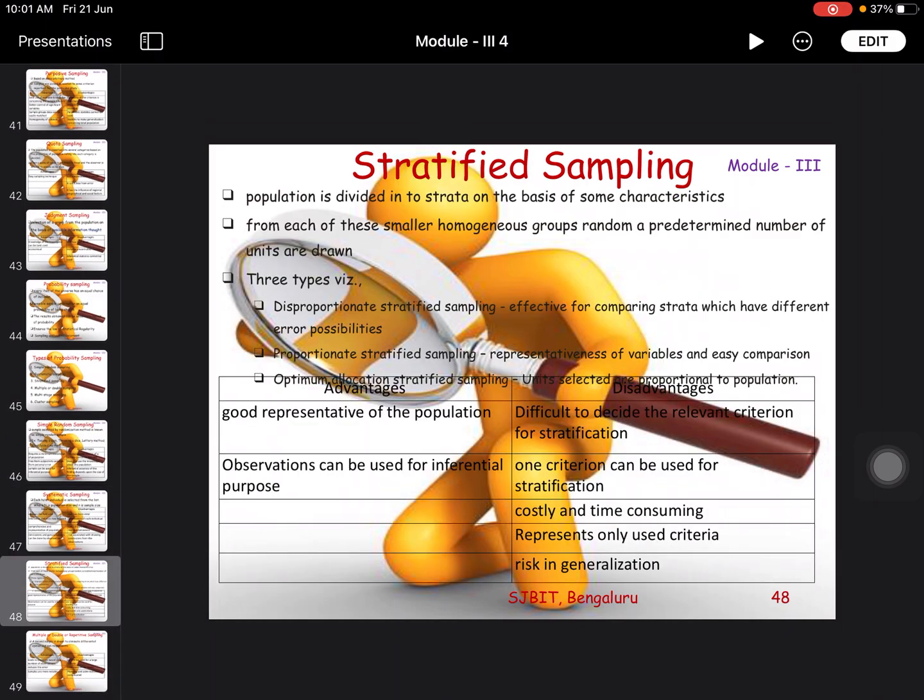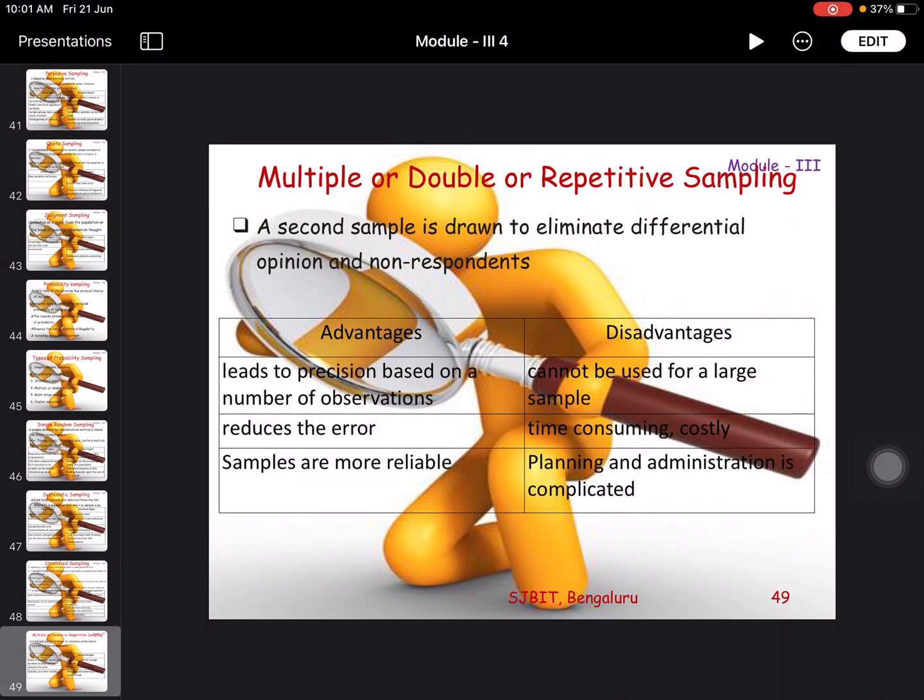Stratified sampling is where strata on the basis of some characteristics have been chosen, and it gives a predetermined number, and it is a good representative of the population. It will be costly and time consuming, and there are also risks in the data, hence it is not much preferred. Multiple or repetitive sampling leads to more precision and eliminates differential opinions, but it is also more time consuming and costlier.